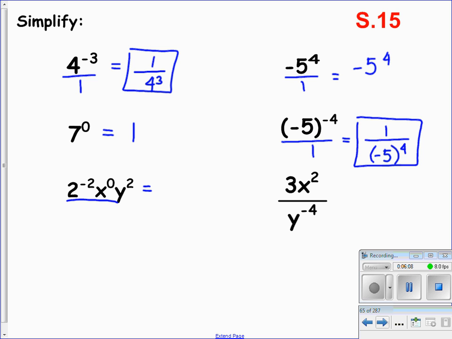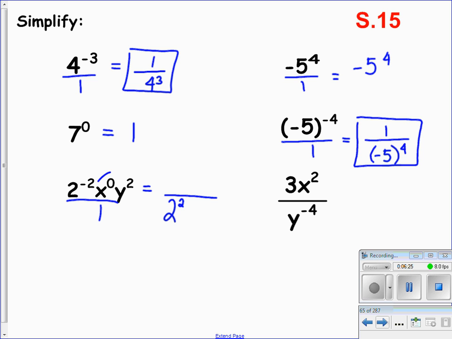So again, I like to put it over 1. 2 to the negative 2nd power right now is in the numerator. It is a negative exponent, not the right location. Let us now take the reciprocal. 2 squared belongs in the denominator.